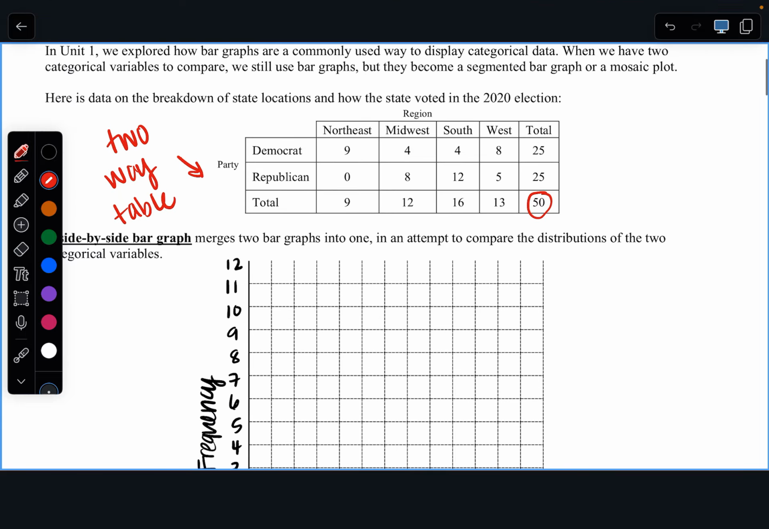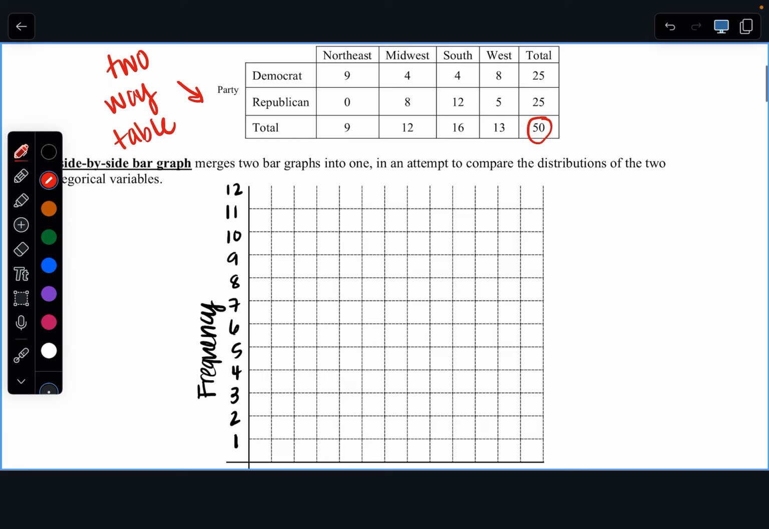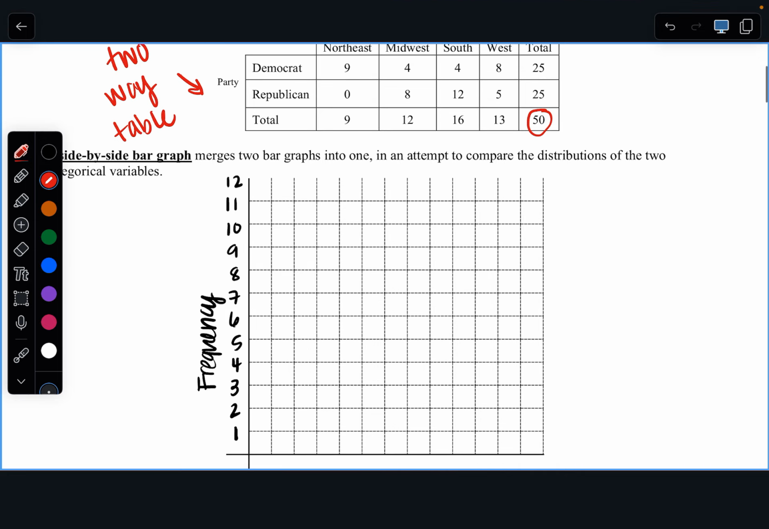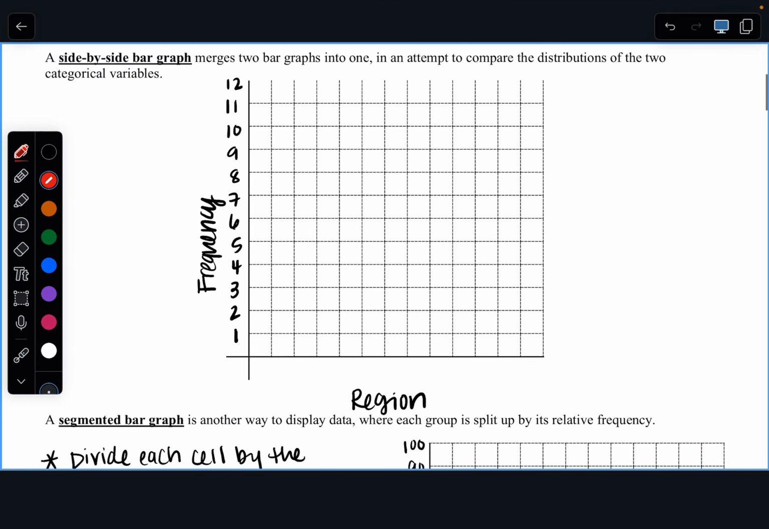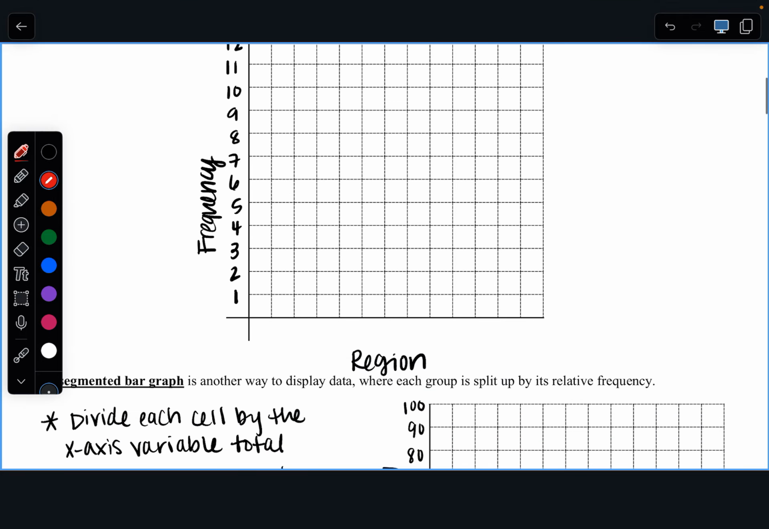Now the most, you see it sometimes, but it's not the most popular type of graph, is just a side-by-side bar graph. That means, in this case, we're going to be graphing by region. Every single region is going to have two bars. One bar is going to represent the total for Democrats. One bar is going to represent the total for Republicans. The highest count that I'm seeing in my table is 12. So that is the highest frequency I have on my graph.